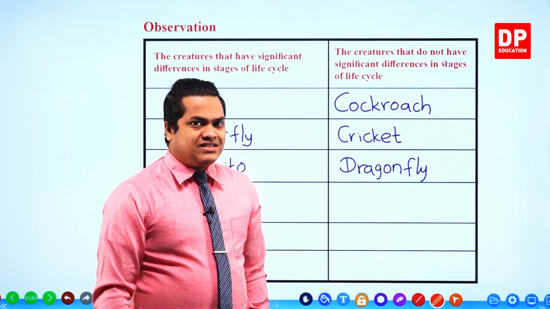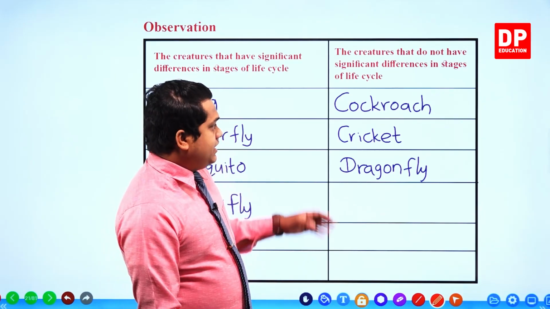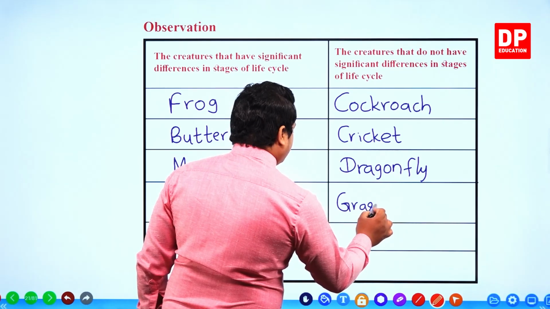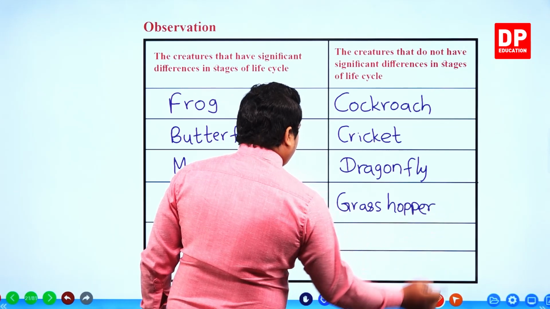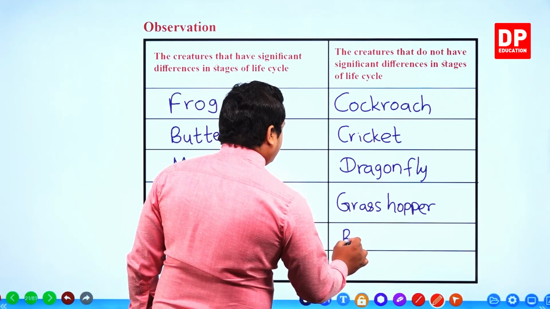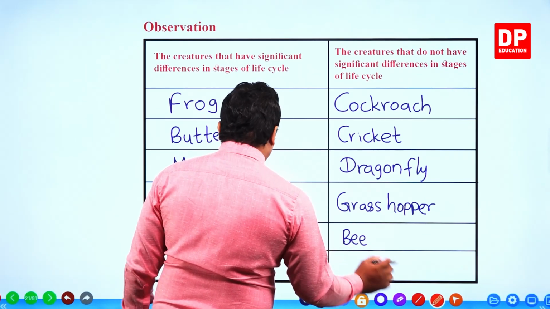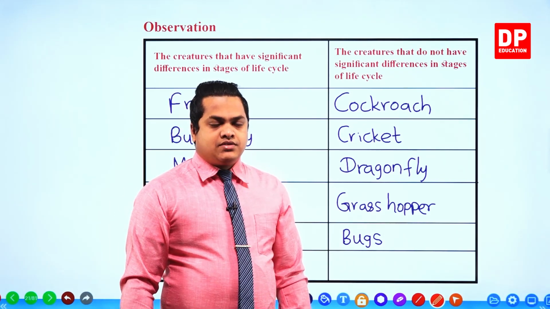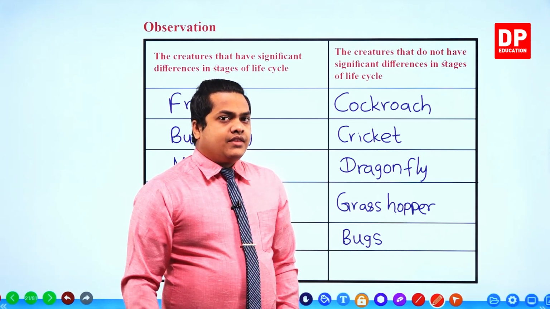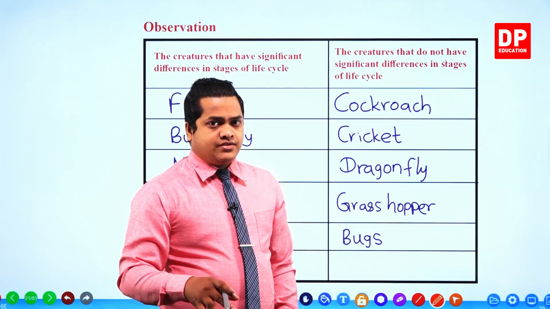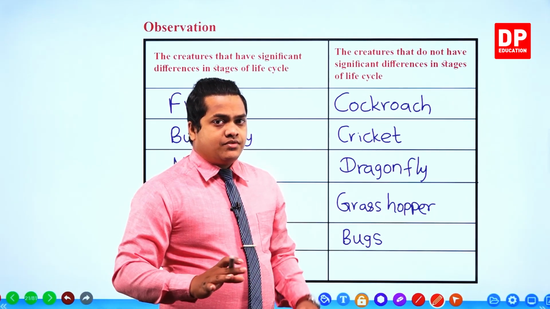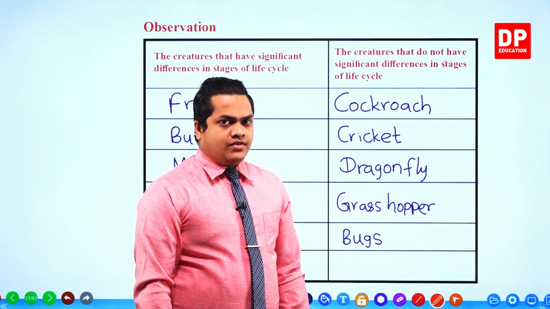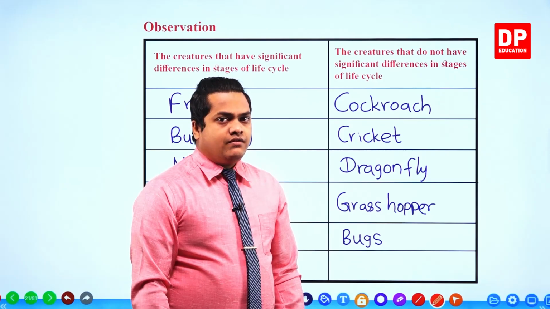However, most of the insects who are terrestrial, like the cockroach, cricket, dragonfly, grasshoppers, you can mention grasshopper as well, right? So cockroach, cricket, then beetle, or we can mention bugs, like beetles, right? They do not have significant stages. These organisms do not show significant changes within their life cycle. These organisms are most of the times terrestrial insects. Terrestrial means the insects who are growing within the land area.